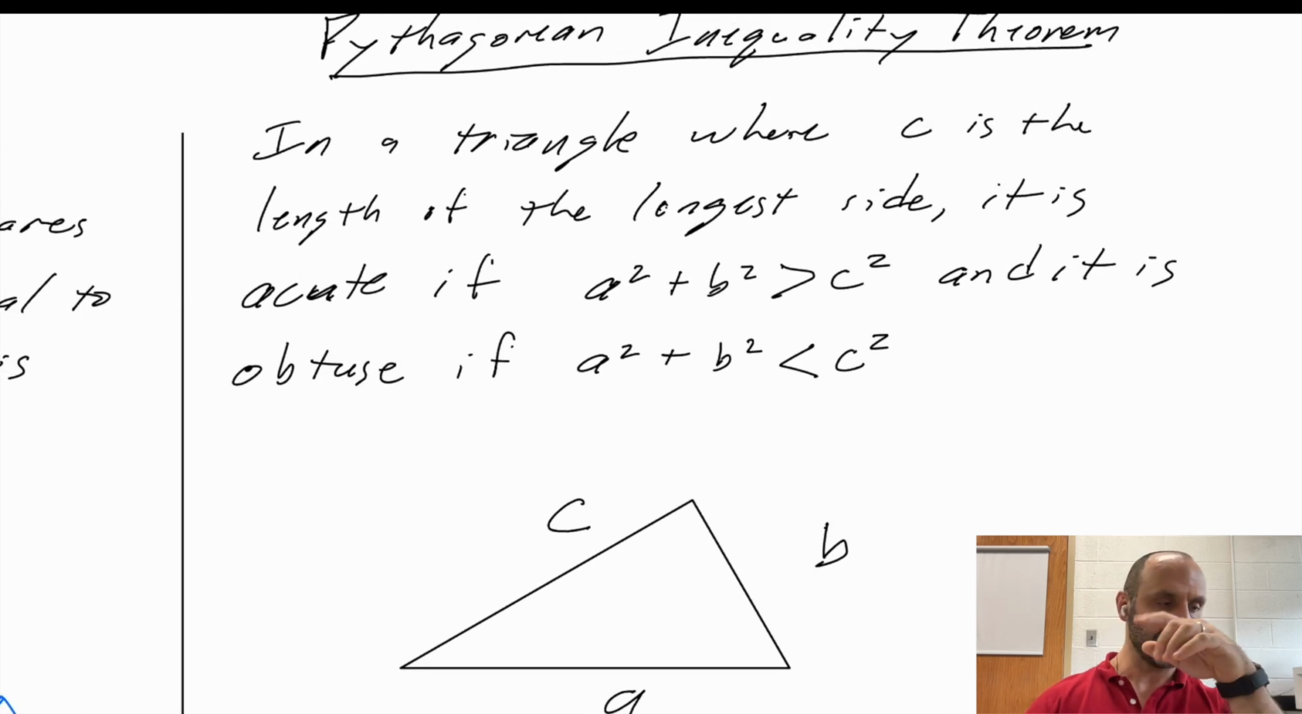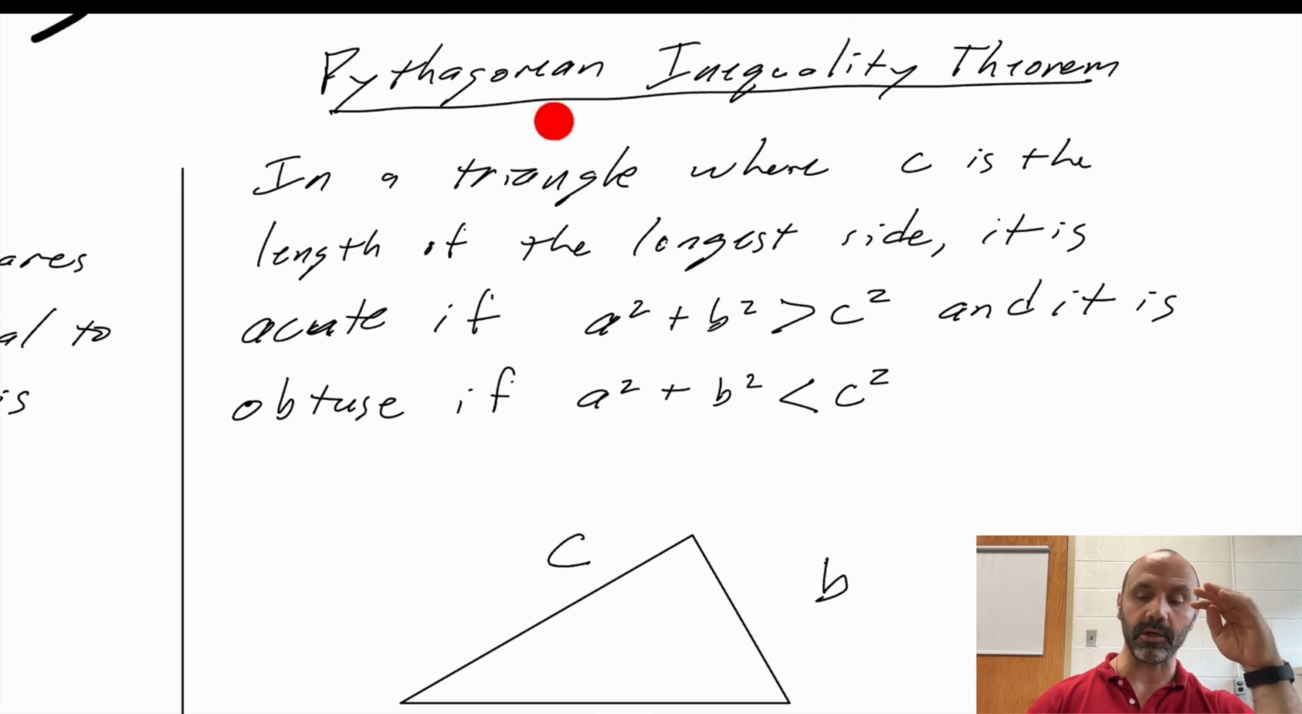So the way we put this is that in a triangle where C is the length of the longest side, it is acute if a squared plus b squared is greater than c squared, and it is obtuse if a squared plus b squared is less than c squared. Okay, so that's the Pythagorean inequality theorem. Inequality, because we don't have an equal sign here, we have less than or greater than.